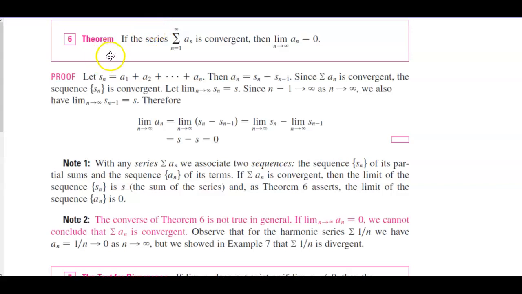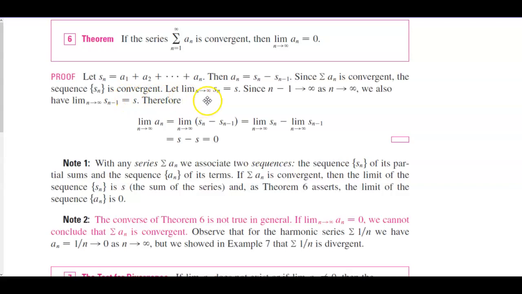In Theorem 6, we can see that if the series is convergent, then the limit as n approaches infinity of a subscript n is equal to 0. Now the proof would state that if we have the sum of the series, a subscript 1 all the way to a subscript n, then a subscript n is going to equal s subscript n minus s subscript n minus 1. And since we know that this series is convergent, the sequence is convergent.